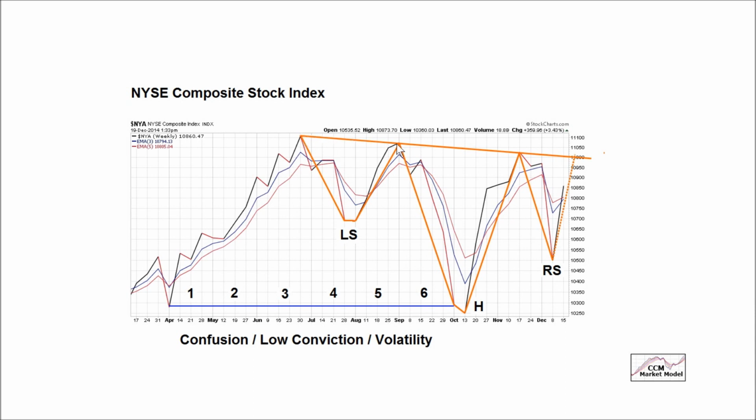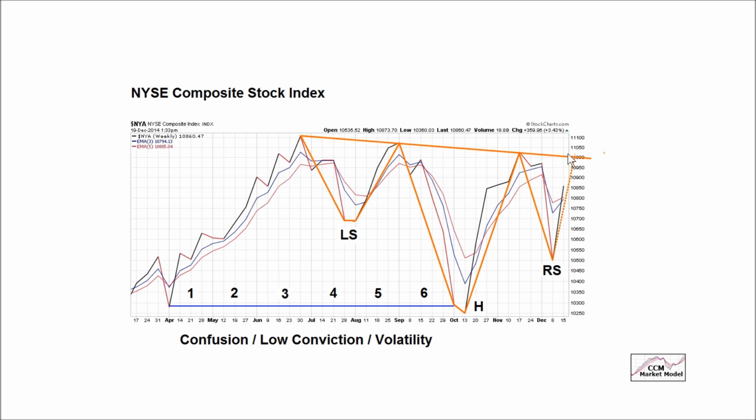When the neckline slopes down like this, it's a lower probability pattern. It's also a lower probability pattern when the right shoulder is lower than the left shoulder. So we have to keep those caveats in mind.